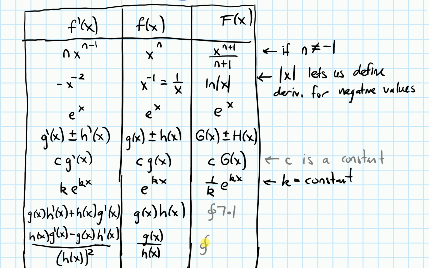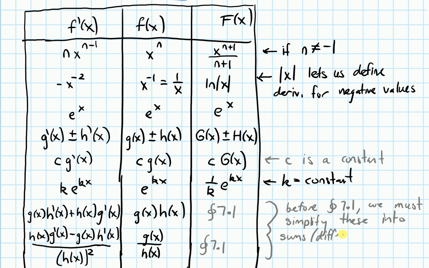So we will learn the rule for dealing with stuff like this in section 7.1. So for our purposes, if we see a product of two functions, or a quotient, which means two functions divided by each other, right now, so if we see this type of thing before section 7.1, we must simplify these into either sums or differences, functions added together or functions subtracted from one another, to evaluate the antiderivative, if I have either a product or a quotient of two functions. Okay, let's do some examples.